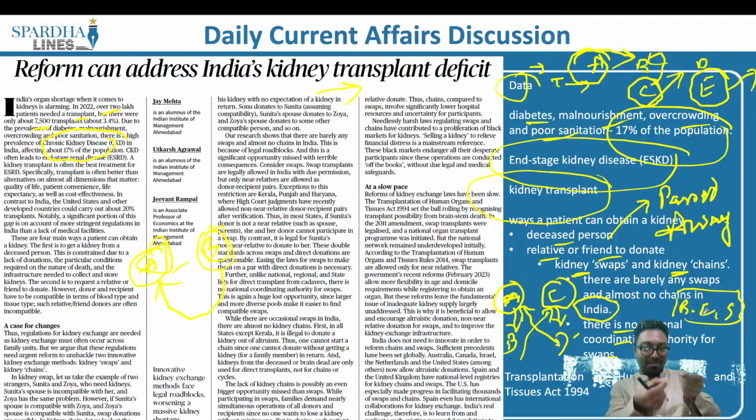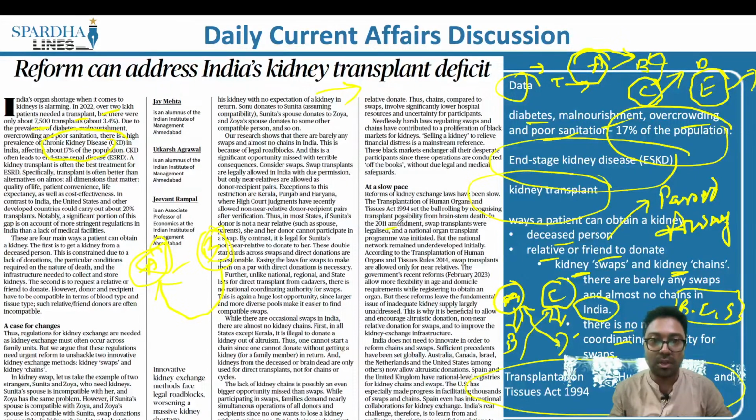To check this black market industry, what we have is the Transplantation of Human Organs and Tissues Act of 1994. And we have also had subsequent amendments that were brought in 2011. Swap transplants were legalized and a national organ transplant program was also initiated, but the national network remained underdeveloped initially. According to the Transplantation of Human Organs and Tissues Rules of 2014, swap transplants are allowed only for near relatives. So these are some of the major impediments.